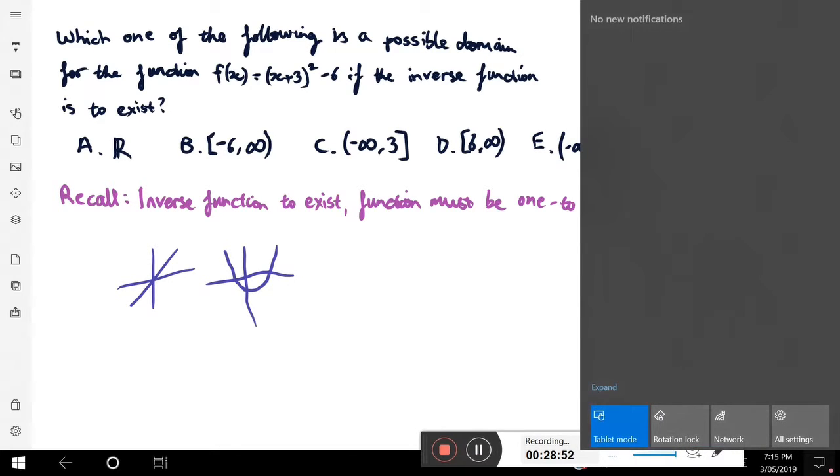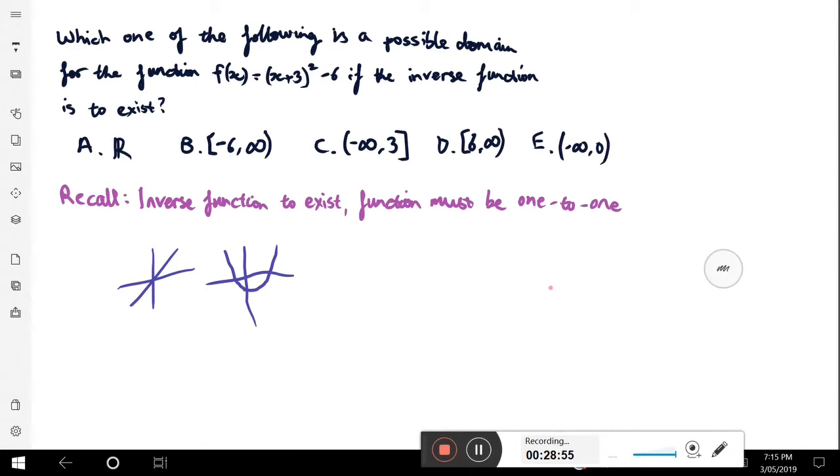Quadratic is many-to-1. You can use the vertical line test here. Vertical line test, it should only go through one. So every x value should only go through one y value here. If you do the vertical line test, yes.